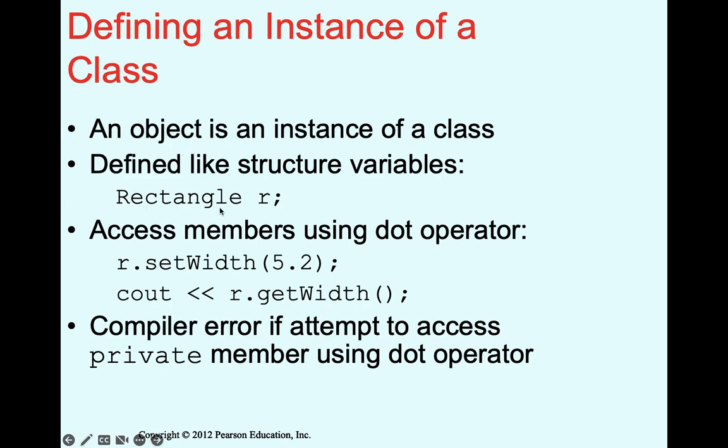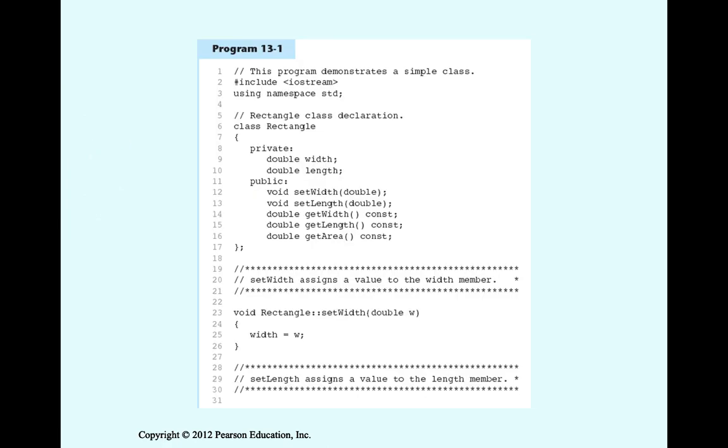I can make a variable of type rectangle r, okay? And then you can play with r. You say r.setWidth(5.2). You can also call r.getWidth, and then it will print 5.2. If you want to access some private member, you will get a compilation error. You can only access setWidth because it is public.